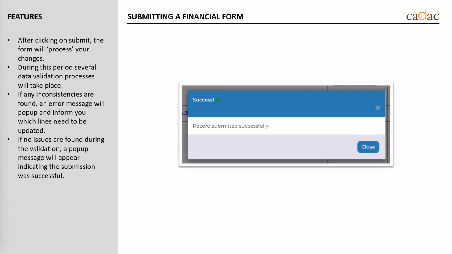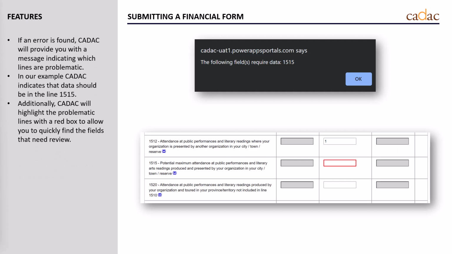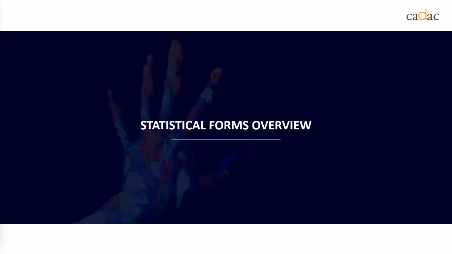However, if some inconsistencies are found, there is an error message that will pop up to inform you which lines need to be updated. So if that's the case, this is what it would look like. You'd get a message that says, for example, the following fields require data, and it's showing you the line 1515. So when you click OK, it takes you back to the form, and then you will be easily able to see which line needs your attention because it's going to be highlighted in red. So then it's for you to take a look and fix it.